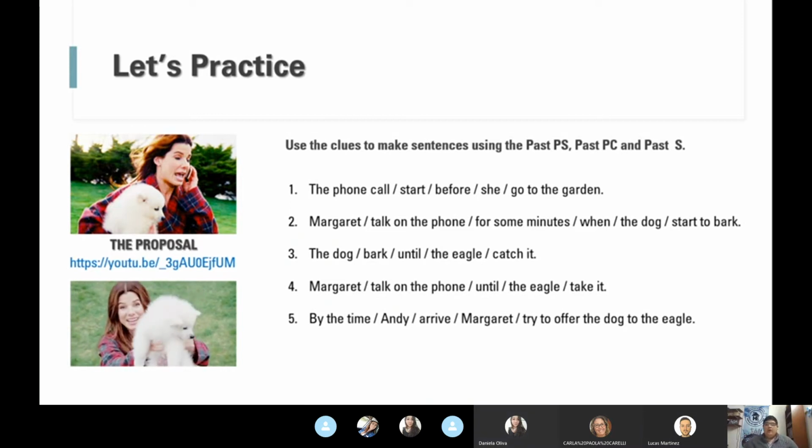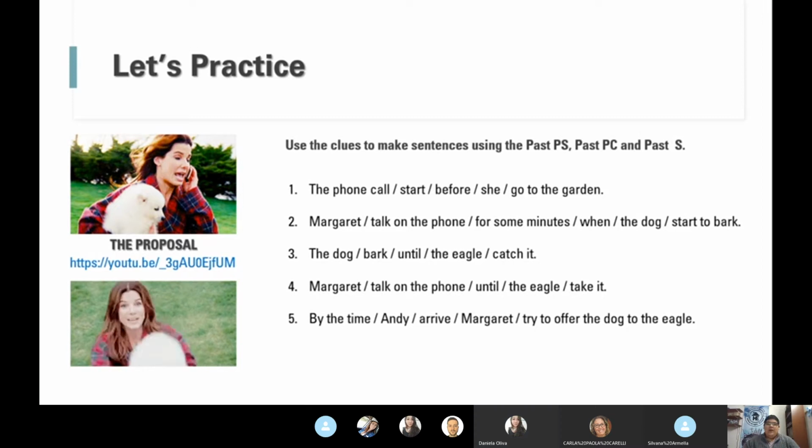The next one. Margaret talked on the phone for some minutes when the dog started to bark. Margaret had been talking on the phone for some minutes when the dog started to bark. Yes, excellent. Margaret had been talking on the phone for some minutes when the dog started to bark. We're putting emphasis on the duration, yes?